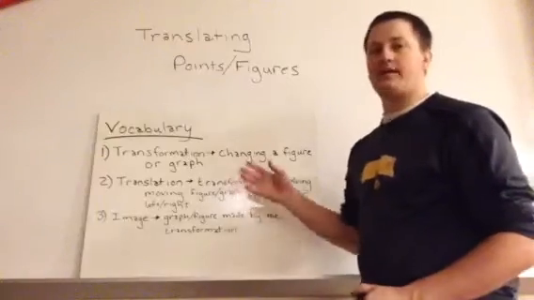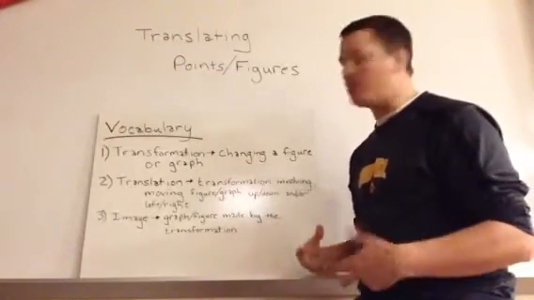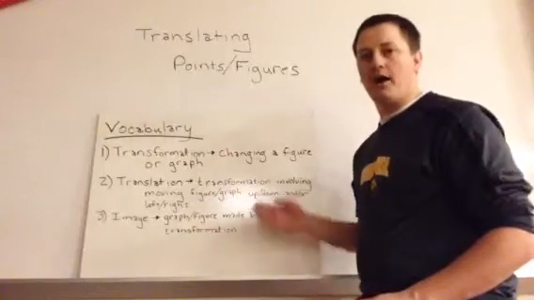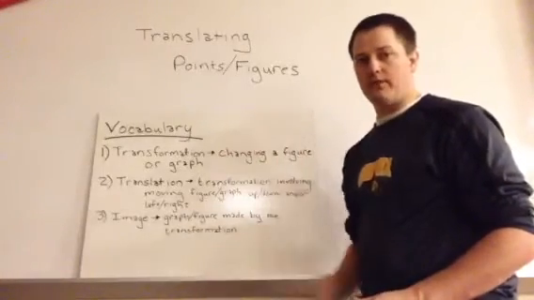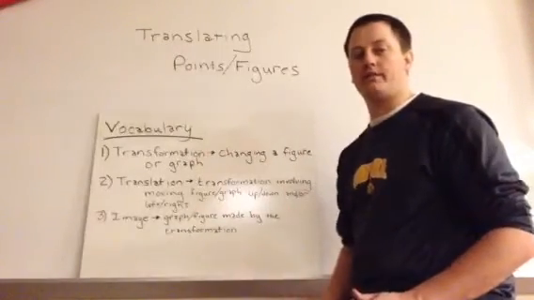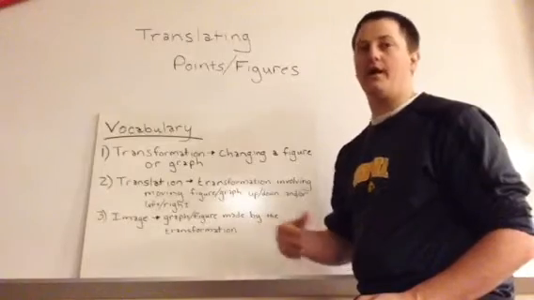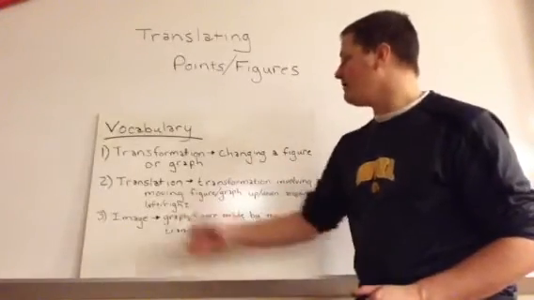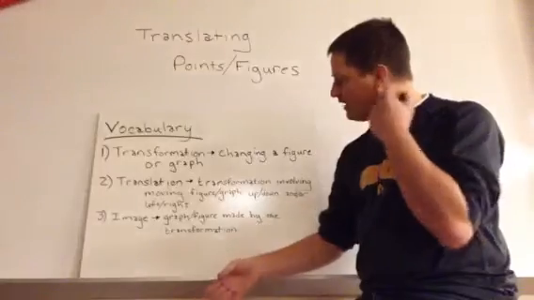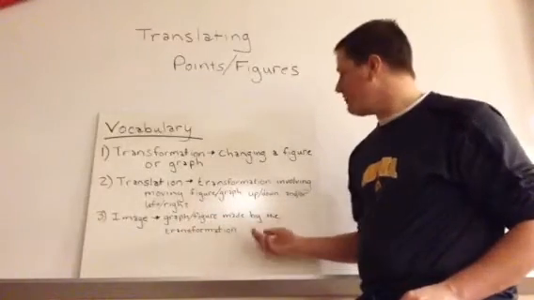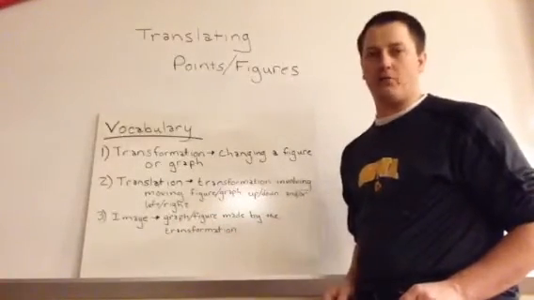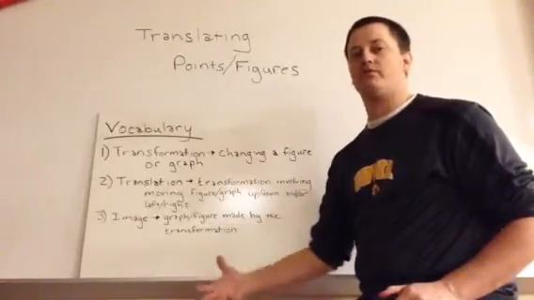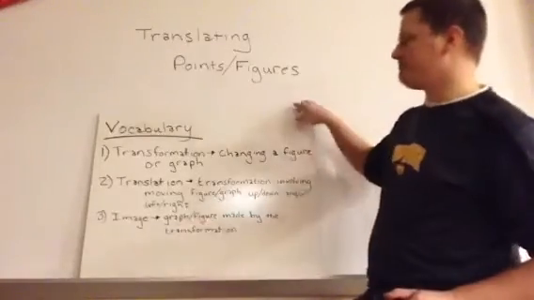Translation. This is a type of transformation that we're going to be focusing on. It involves moving the figure or graph up or down, left or right. So in this lesson, we're only focusing on the up, down, left and right movements. Image. An image is the graph or figure that is made when we transform. So when we do a transformation, what we get as an end result is called an image.